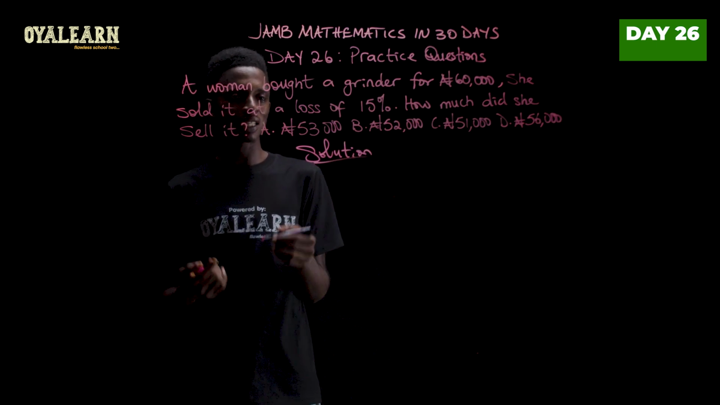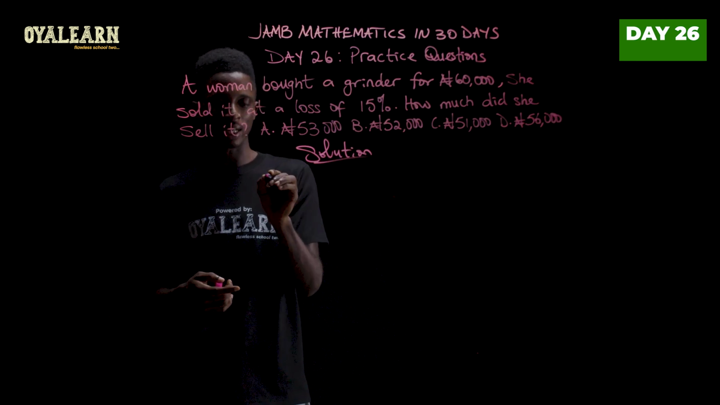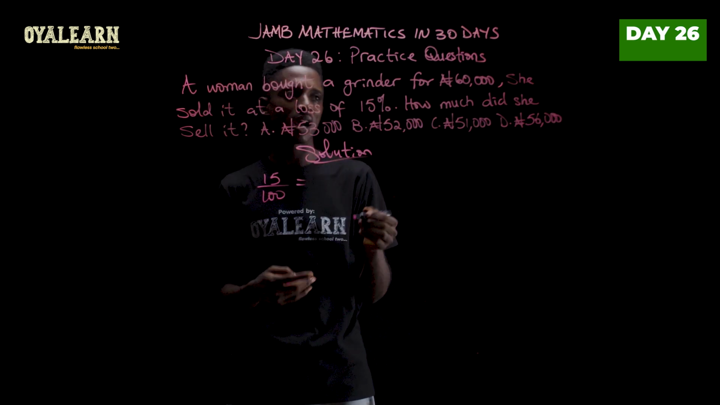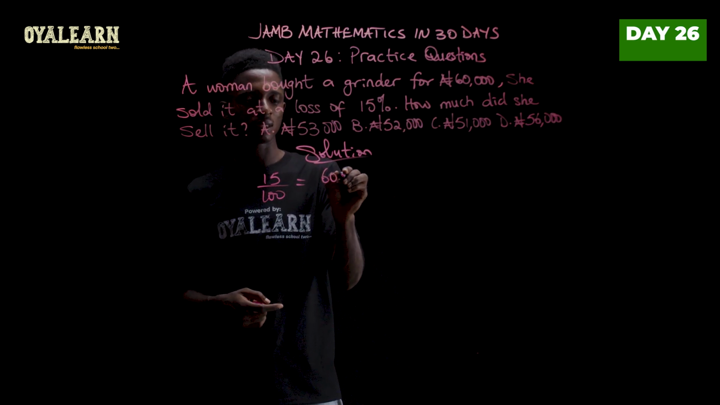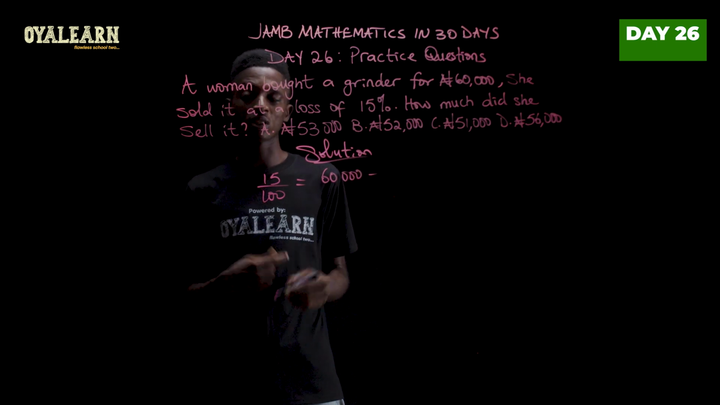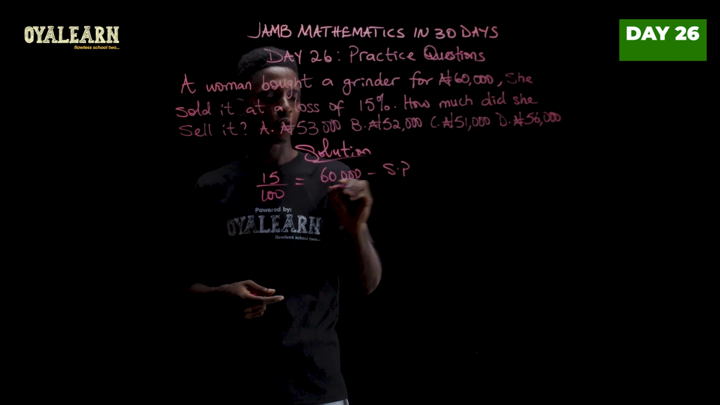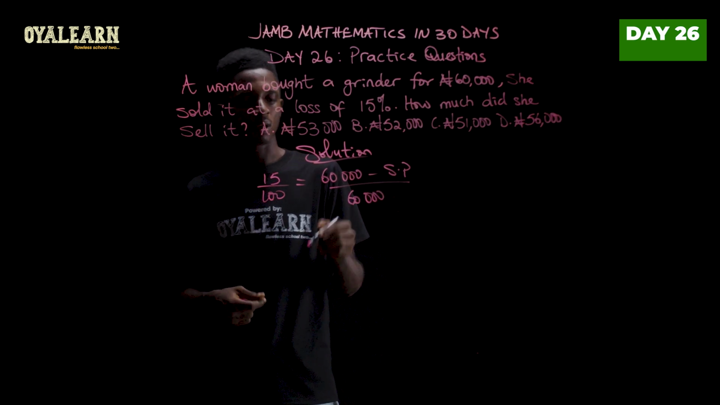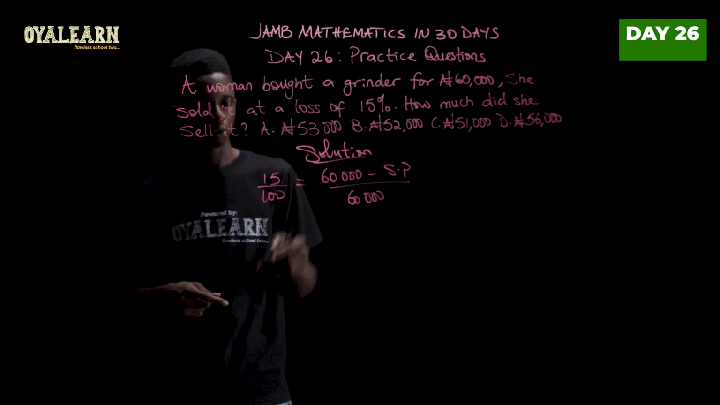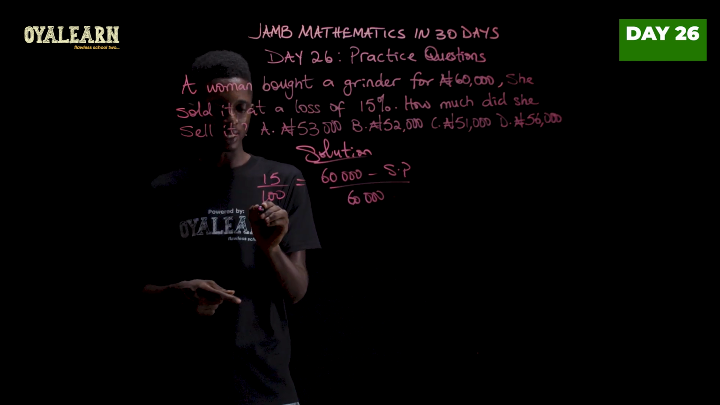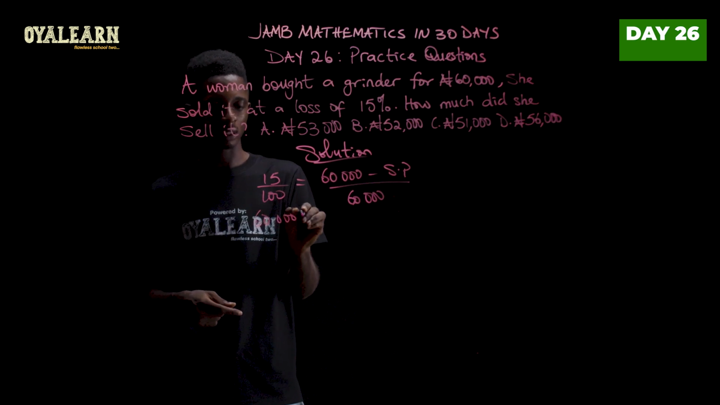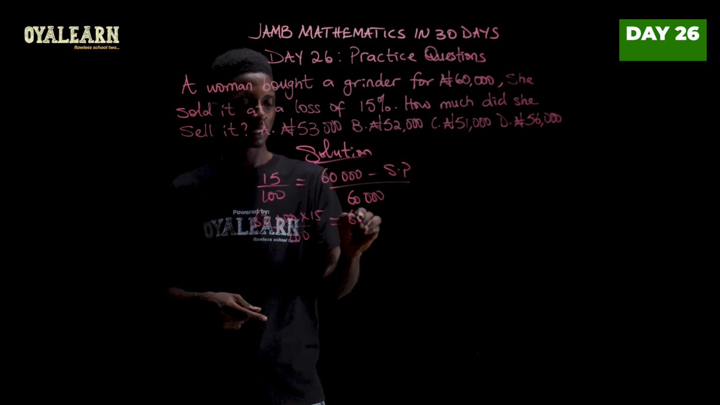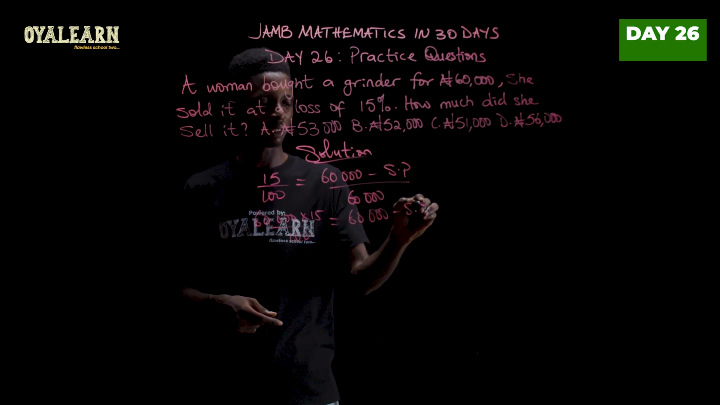And the percentage loss formula states that the percent loss, which is 15%, which we write as 15 over 100, equals the cost price minus selling price over cost price. The cost price is 60,000. So at this point, we can go on to say, when we take 60,000 times 15 over 100, equals 60,000 minus selling price.